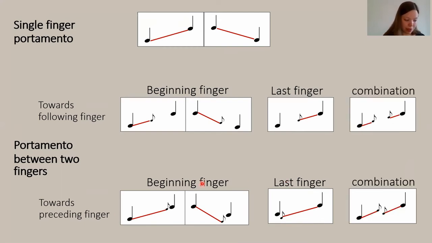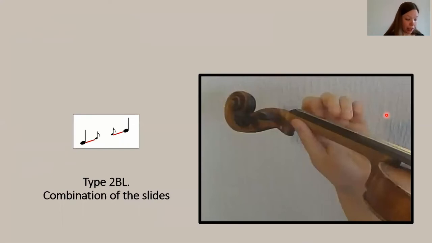Another type of portamento is the so-called BL portamento, where the slide starts with the beginning finger and finishes with the last finger. So we have the gap in the middle of the slide. Using the example of the portamento between E and A, it can sound like this.